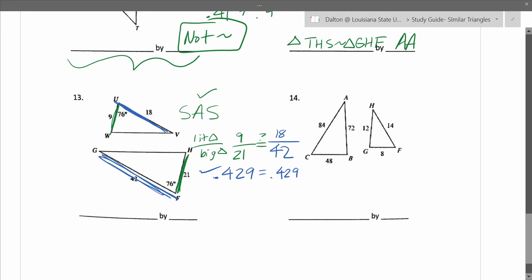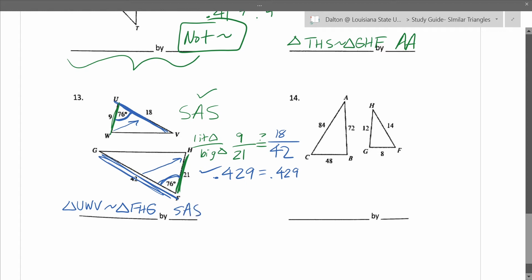So then we can say triangle UWV is similar to triangle. Now notice U is the 76-degree angle, so it must correspond to F. W is across from the biggest side, so it must correspond to the angle across from the biggest side in this triangle, which is H, and then G. And then you just used SAS.